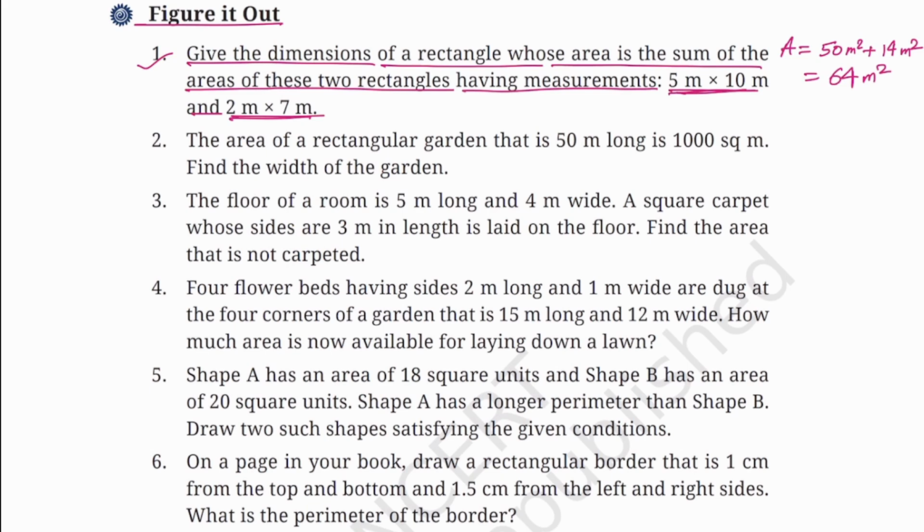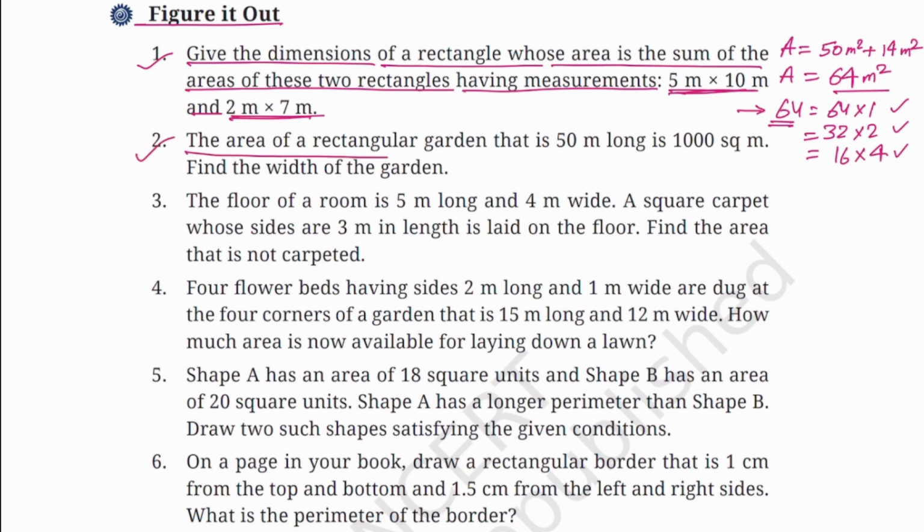Its dimension could be different. Its dimension can be 64 length and 1 meter width, 32 meter length, 2 meter width, and 16 length and 4 meter width. There could be different lengths and width for a rectangle whose area is 64 square meter.